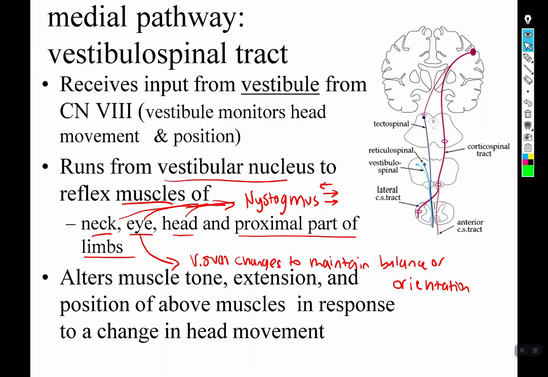So these are going to basically just adjust all of those muscles in response to a change in head movement that activates the vestibule. So that's the sort of relationship there. Anything involving imbalance related to head position is going to be coordinated motor-wise by the vestibulospinal tract.